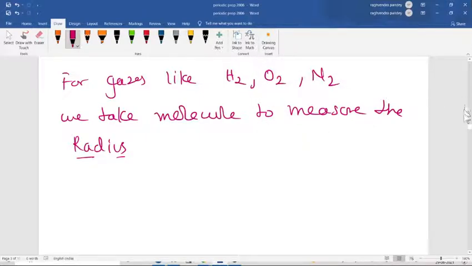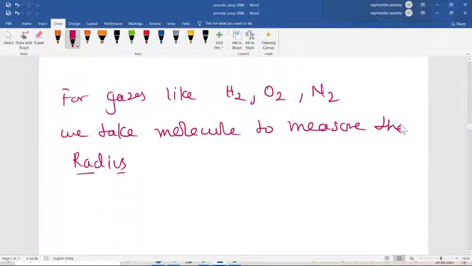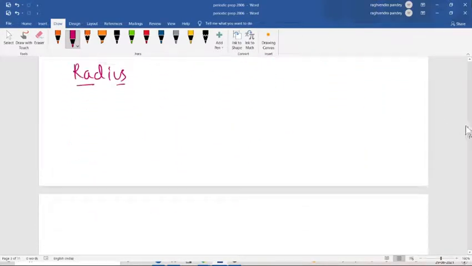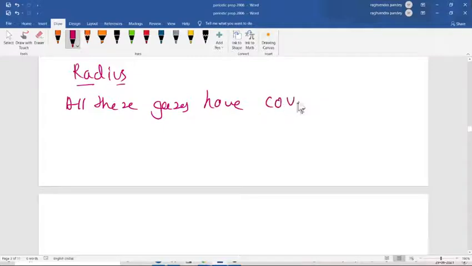When we take the molecule to measure the radius, it is called the covalent radius because there is a covalent bond. You know what a covalent bond is? Sharing of electrons. We will study it in detail in chemical bonding, but here all these gases have covalent bonds.